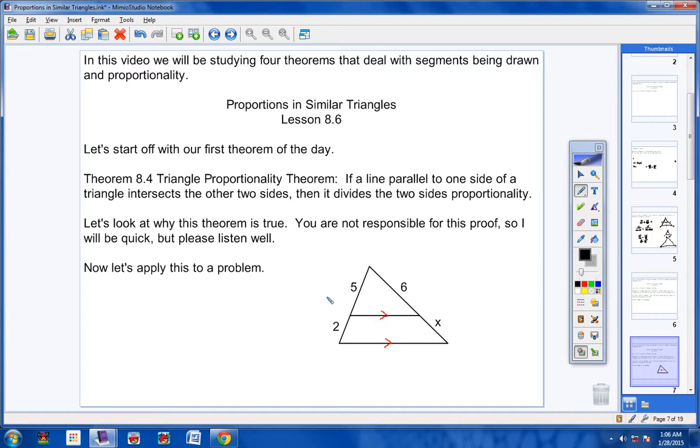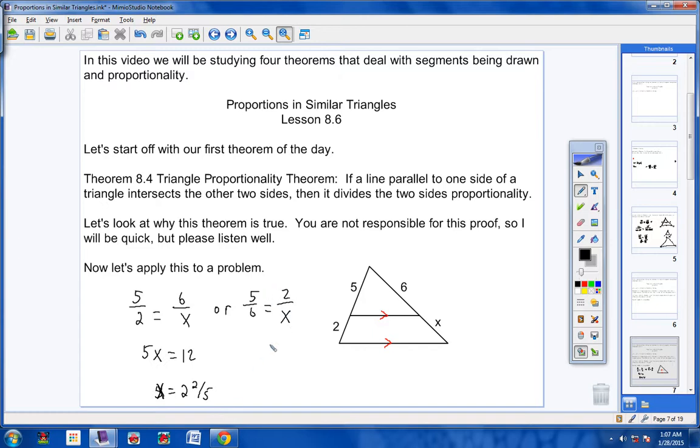Okay, now notice we have a triangle, and in that triangle we have a side drawn inside of it, parallel to the third side. So we know that we can state 5 over 2 equals 6 over x. Or you could also say 5 over 6 equals 2 over x. Either way you'll get the same answer, okay? 5 times x is 5x. 2 times 6 is 12. Divide both sides by 5, and x equals 2 and 2/5, or 2.4, okay?